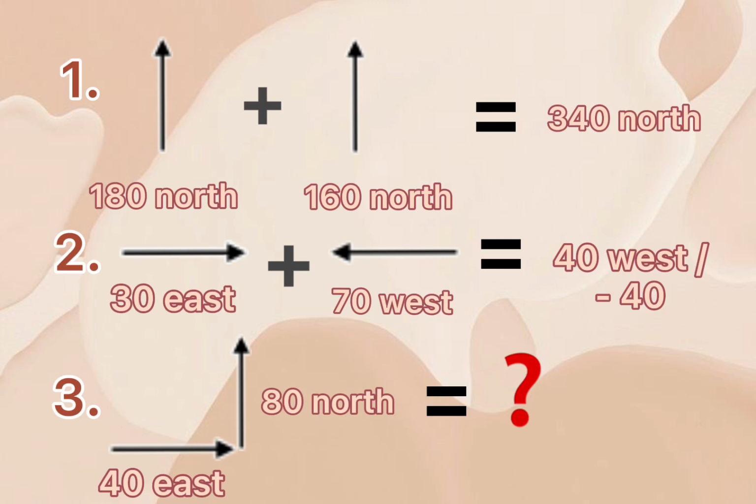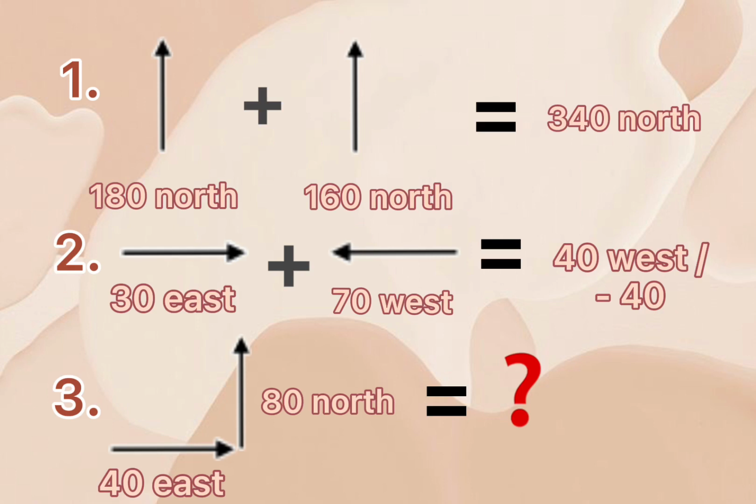Example number 2, 30 east plus 70 west. Positive east plus negative west. Always remember that if we add two different signs, we will use subtraction. The answer will depend on whether the one with the higher number is negative or positive. In this problem, the 70 has the negative sign, so the answer will be negative 40 west, or 40 west.